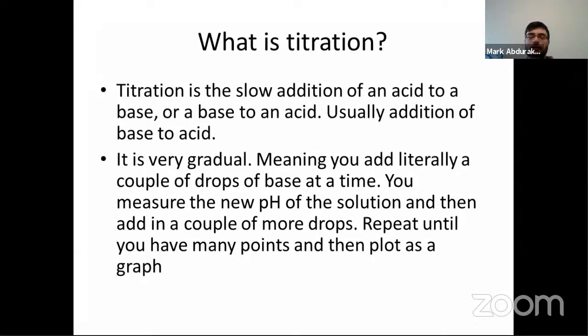It's very gradual, meaning you literally add a couple of drops. Under the assumption that we take a pool of acid and we're slowly adding base to it, you add literally a couple of drops of base at a time. You then measure the new pH of the solution. Then you add in a couple more drops of base, measure the pH again, and then repeat this many, many times until you have a large table with data points of the amount of base you added in milliliters or however much it is, and then the pH of the solution. So as you add more base, you expect the pH to also increase, right? Because it will neutralize the acid and make it go up, okay?